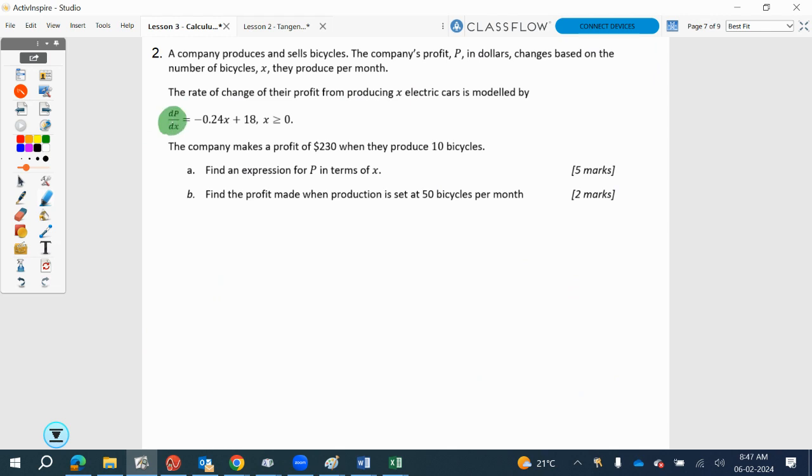It's already a derivative, so you have to put it back to the original. This is dP/dx. What is P? P is the profit in dollars. P is your y. So when it talks about profit, that's not this function. In our first part, we need to find an expression for P in terms of x. How would we do this?